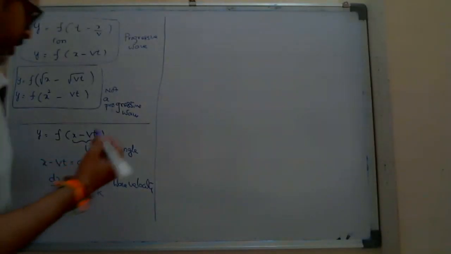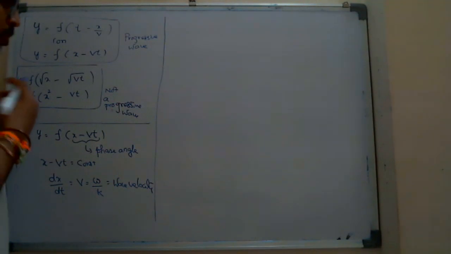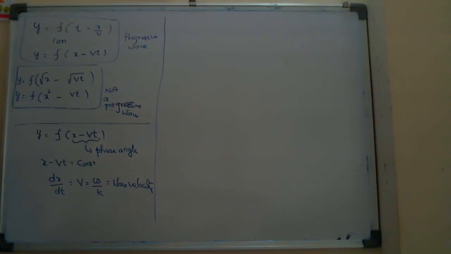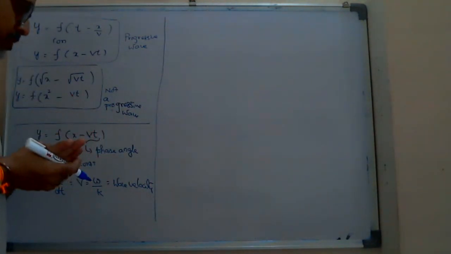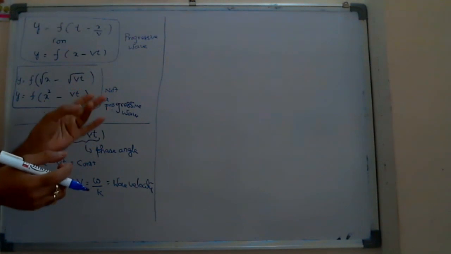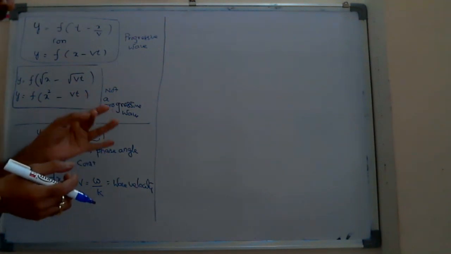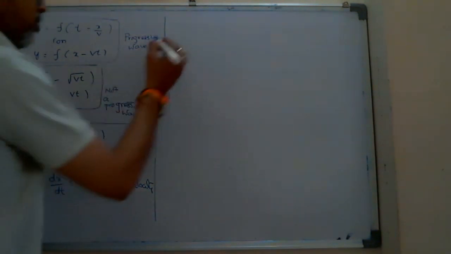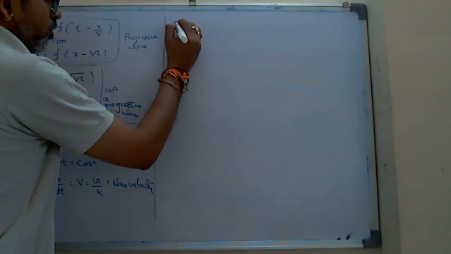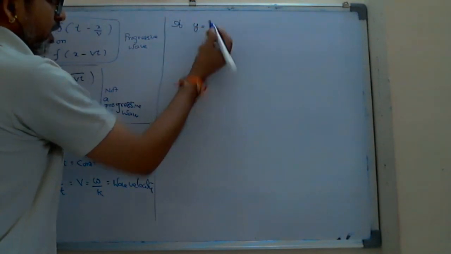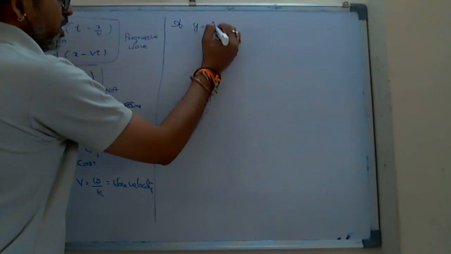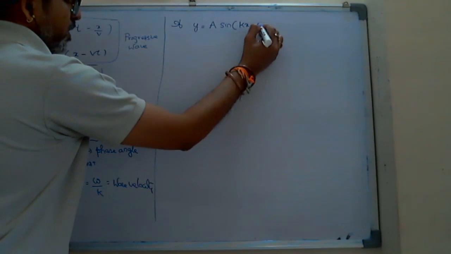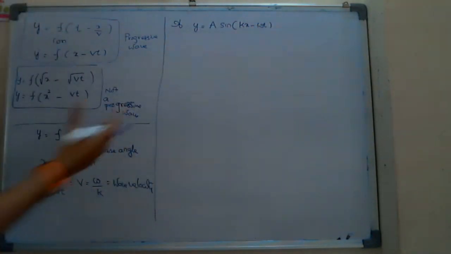When you come to today's class, sometimes to solve a few numericals, we need the relation between the velocity of the particle, the velocity of the wave, and the slope of the wave. Suppose one wave is given as y equals a sine kx minus omega t, in the form of a trigonometric function.